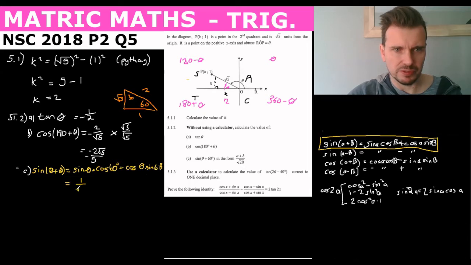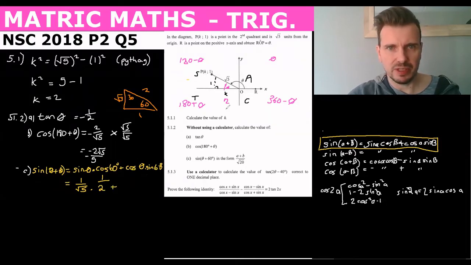So that's 1 over root 5. Then cos 60, we look at our special triangle. You see adjacent to the 60 is 1, and then the hypotenuse for the special angle is 2, so 1 over 2, plus cos theta. So in this quadrant, it's negative, and we know cos is adjacent over hypotenuse, which is 2 over root 5. And then finally, sine 60, we know is opposite over hypotenuse. So that's going to be root 3 over 2.